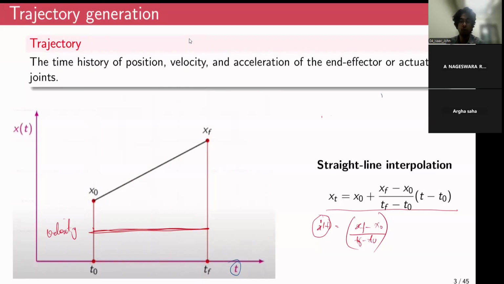You'll have no control over your acceleration. But these are the specific features. If you try to use this trajectory, the motion at the beginning will be very jerky.